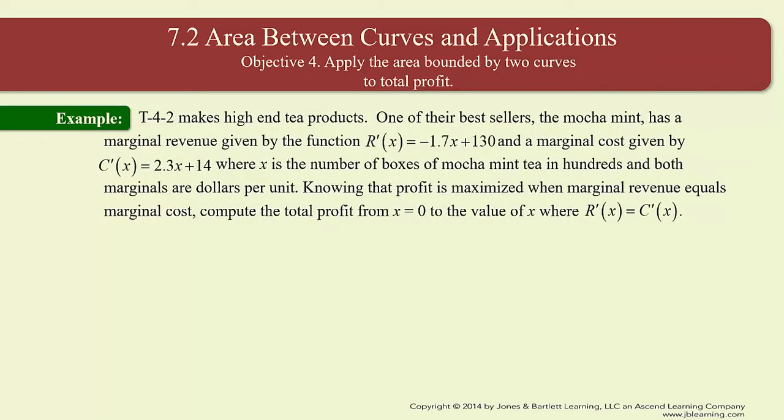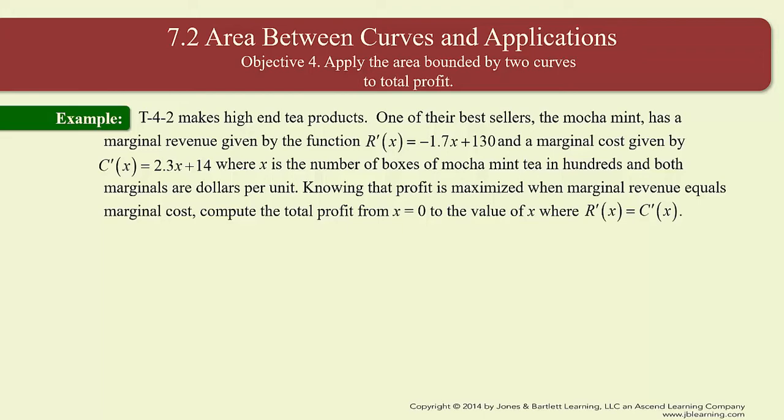So let's look at this example. T42 makes high-end tea products. One of their best sellers, the Mocha Mint, has a marginal revenue given by the function r prime of x equals negative 1.7x plus 130, and a marginal cost given by c prime of x equals 2.3x plus 14. Here x is the number of boxes of Mocha Mint tea in hundreds, and both of those marginals are given in dollars per unit.